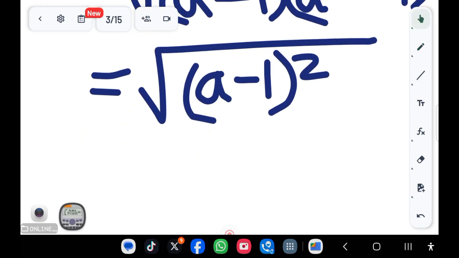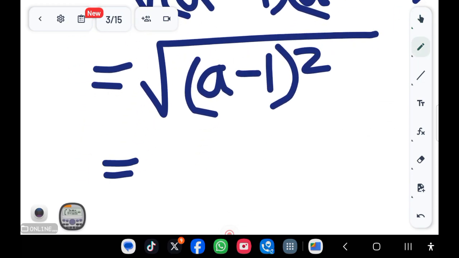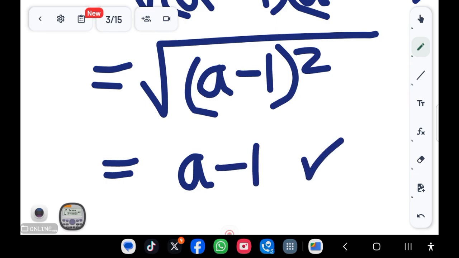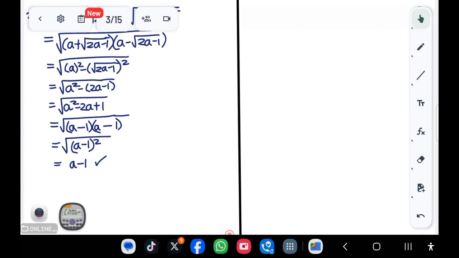And the square root of a square is simply that number. So that leaves us with simply a minus 1. And that is your answer. That's how we simplify that.